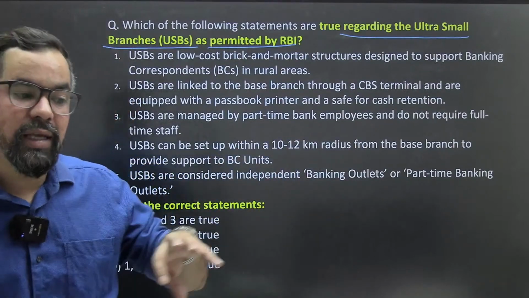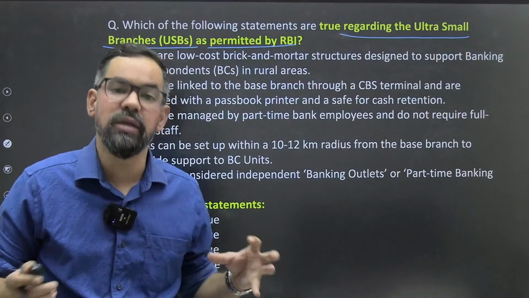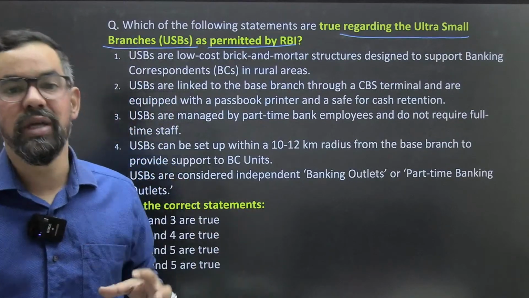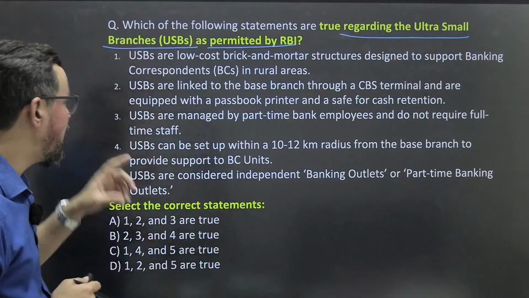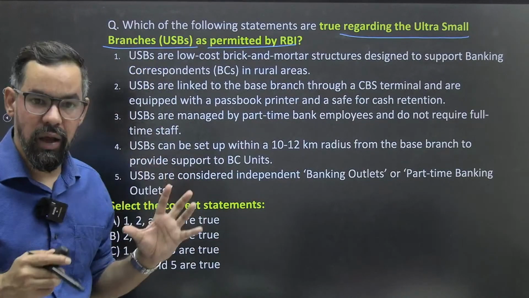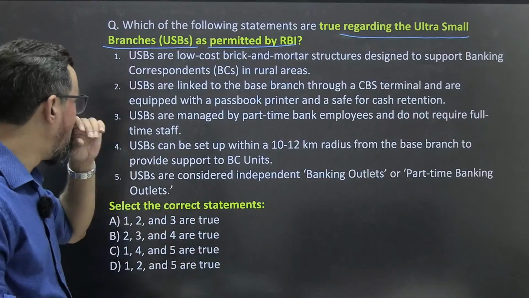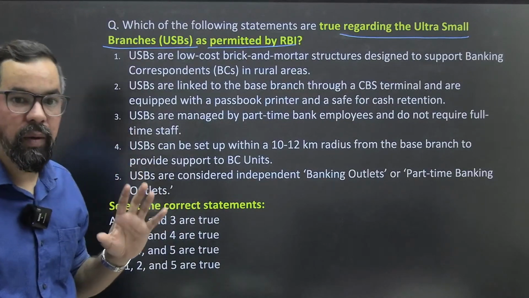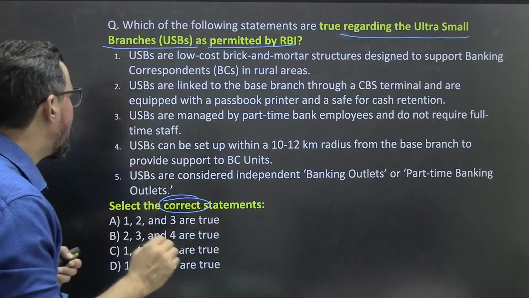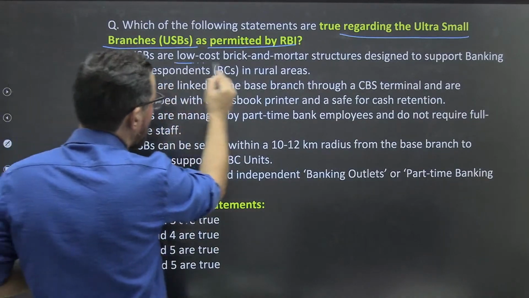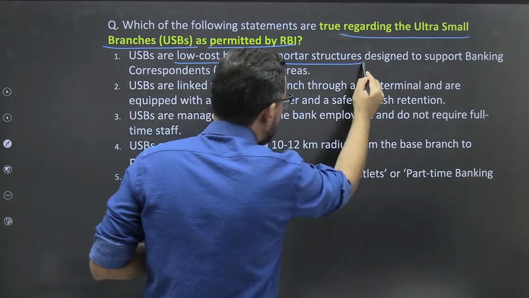Okay, and what we are generally trying to do is cater to maximum customers through our bank itself, right? So we have certain guidelines regarding the ultra small branches as permitted by RBI, and we have to find out the correct statements. Okay, so ultra small branches are low cost brick and mortar structure.